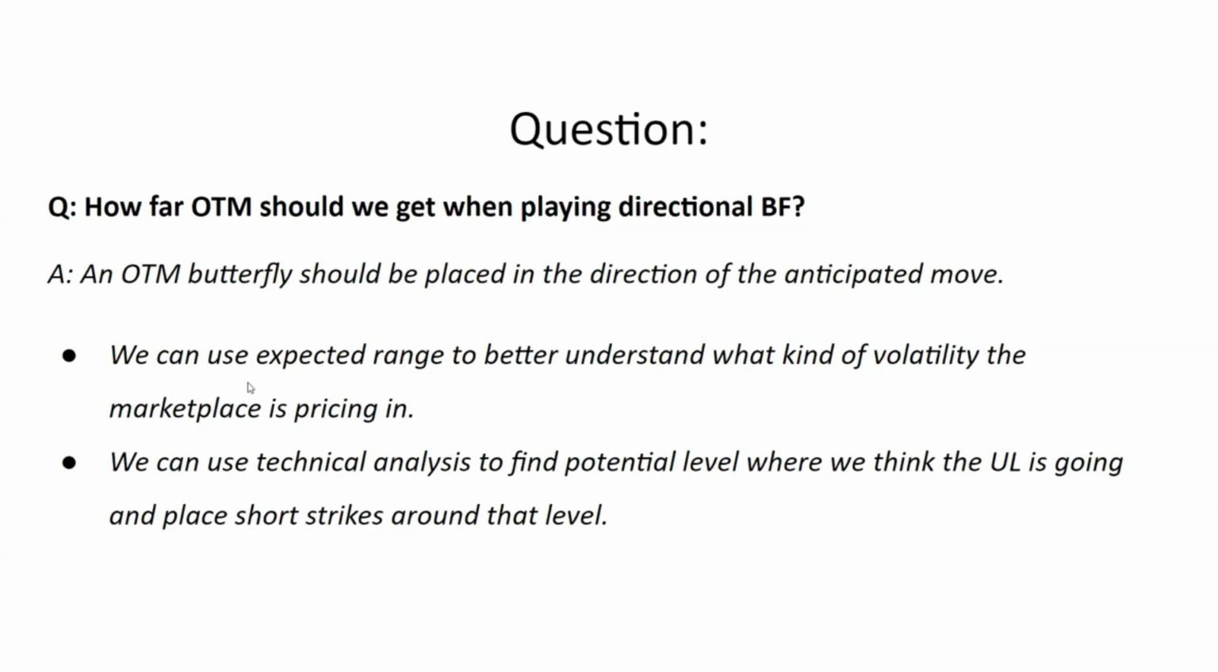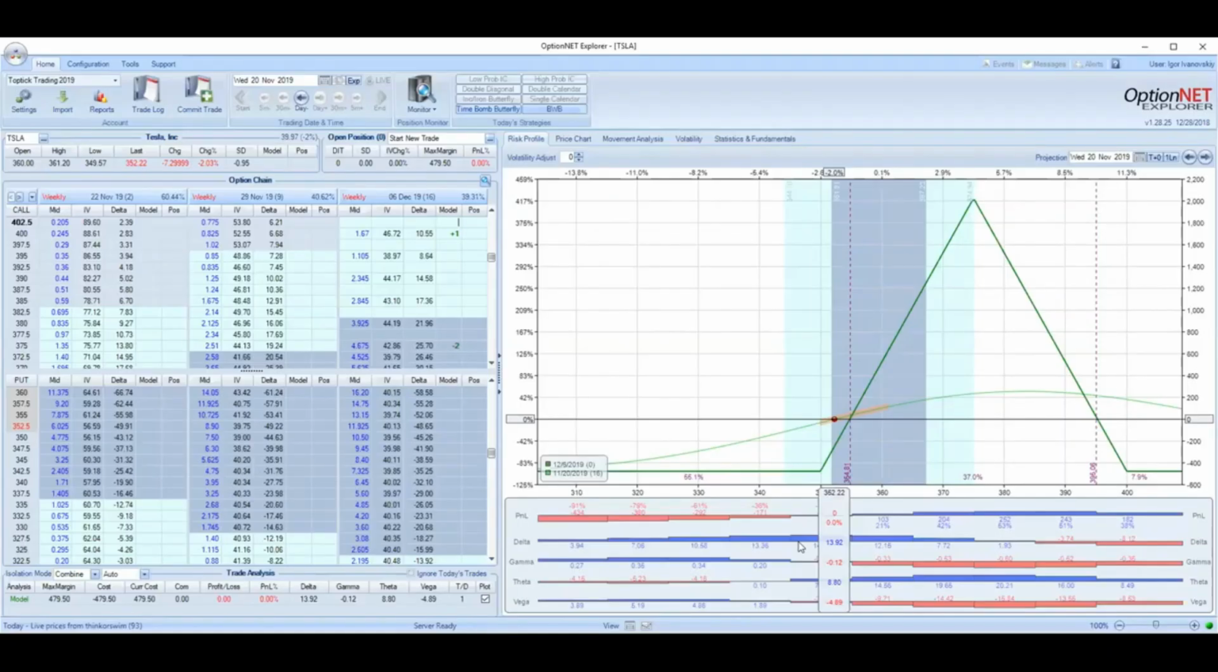Or we can look at potential levels of support or resistance just based on the chart, and we can look to place our short strikes somewhere within the anticipated level of support or resistance. Now I'm going to switch over to Optionet Explorer for a second and just take a quick example of a trade that I would set up. This is just as an example.